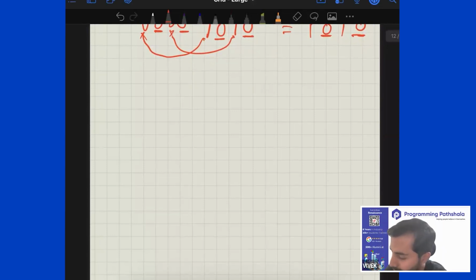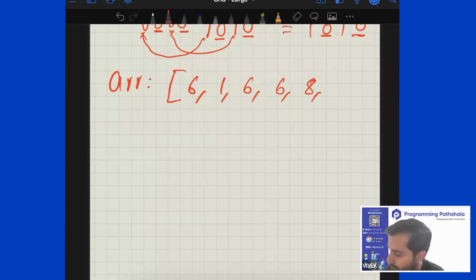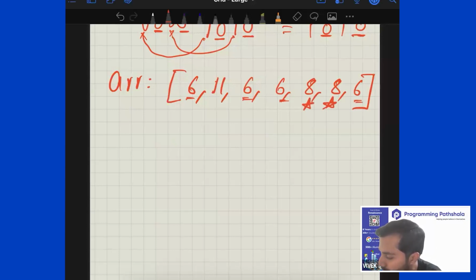So now the question is a little different. You have an array where every number comes an even number of times. There is only one number which comes an odd number of times. So let's say you have 6, then 1, and then 6 again, 6 again, 8, 8, 6. Let's say it was 11. So every other number is coming an even number of times. 6 is coming 4 times. 8 is coming 2 times. There is only one number which is coming an odd number of times. So can we apply the same approach here?